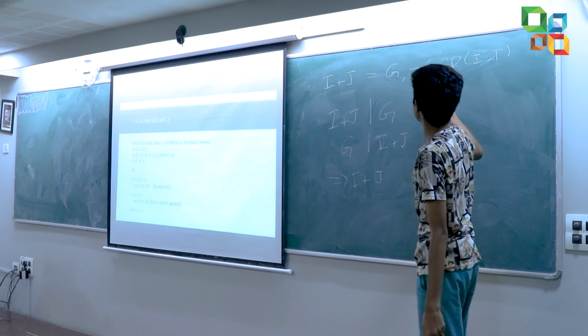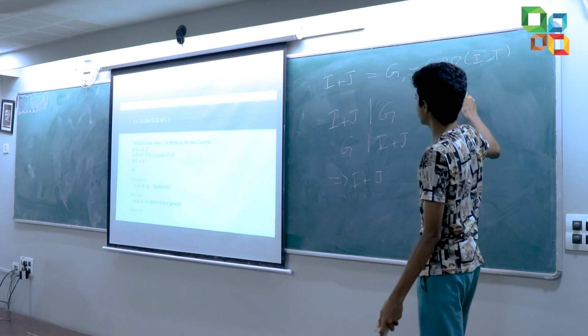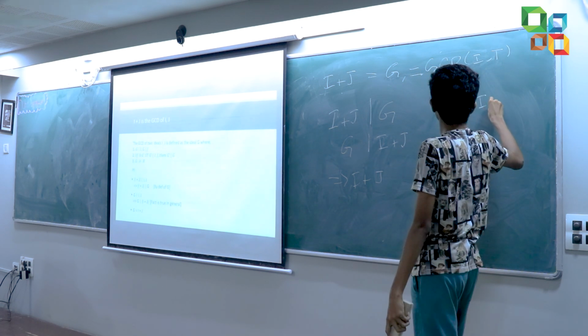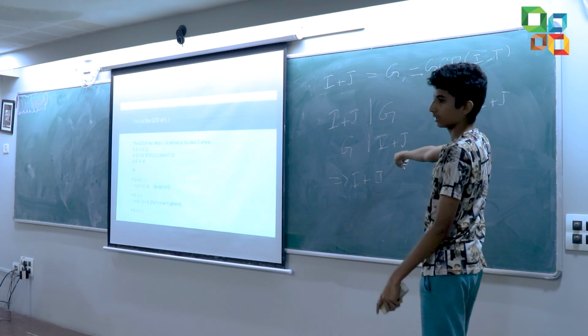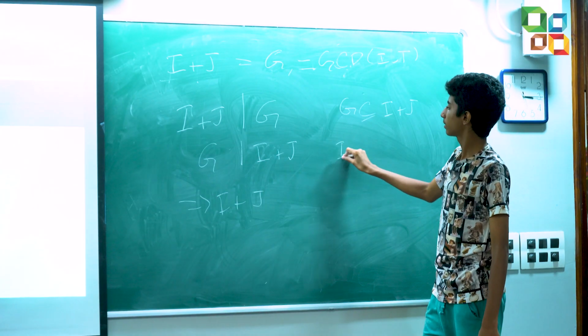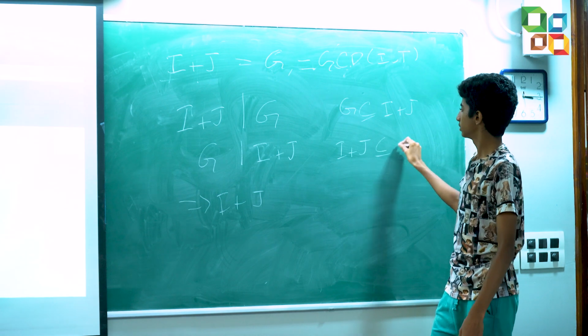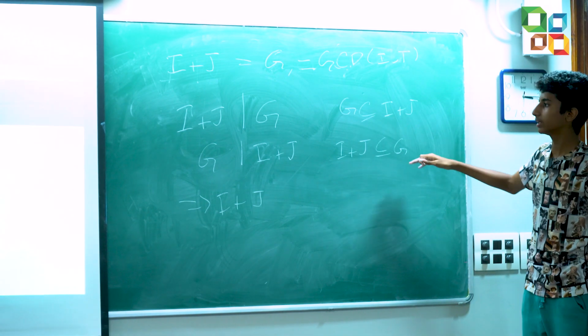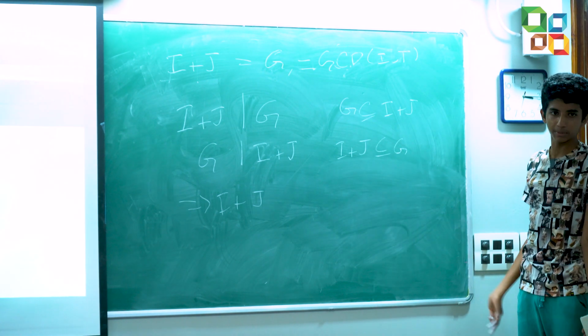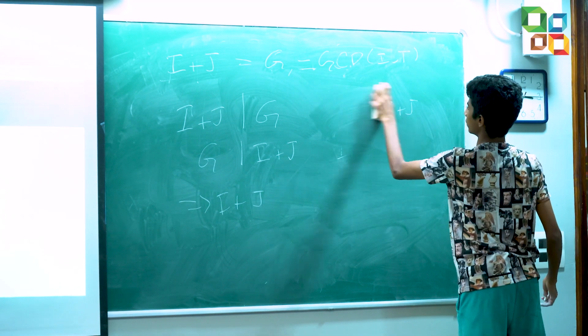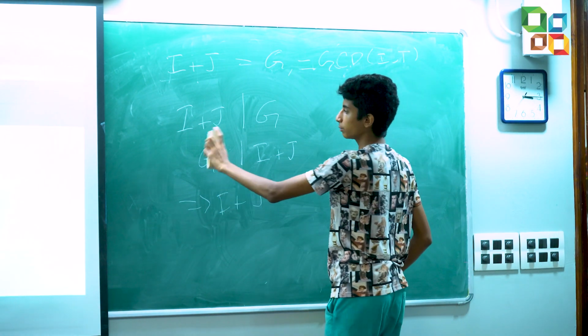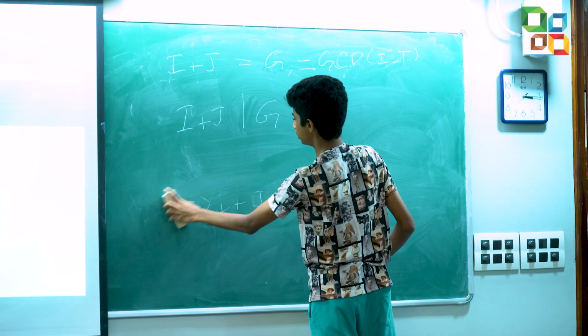What is this telling us? This is telling us that G is a subset of I plus J here, and I plus J is a subset of G. Then when these two facts are there together, you can conclude G is equal to I plus J. That is what we are trying to prove here. So we will try to prove I plus J divides G first.